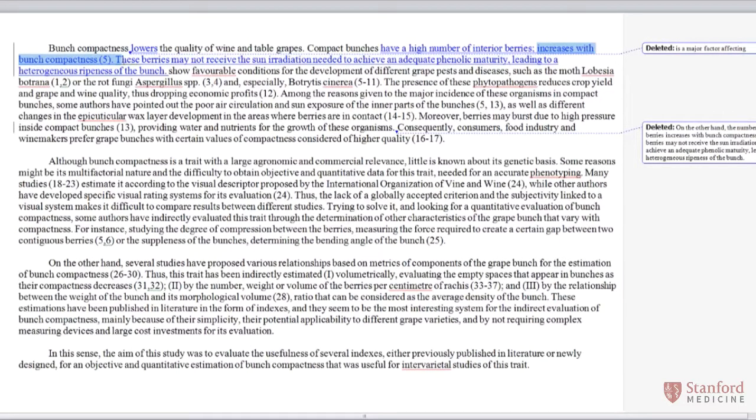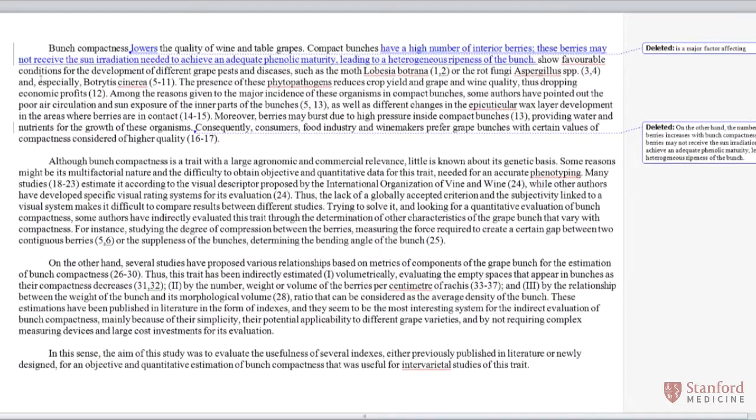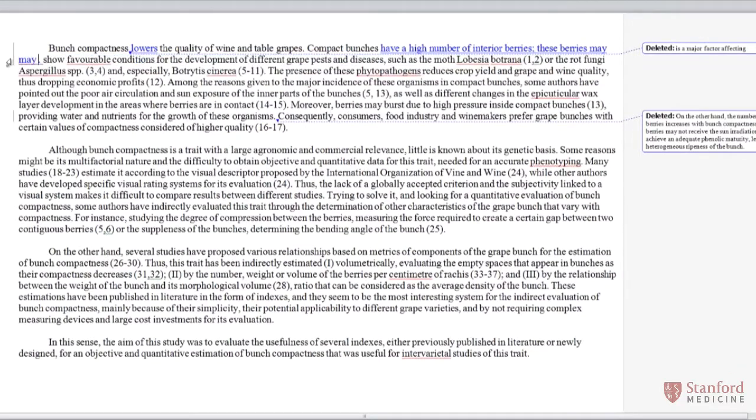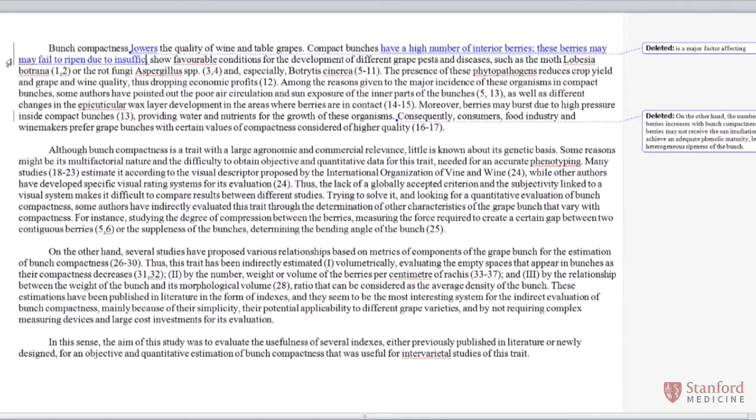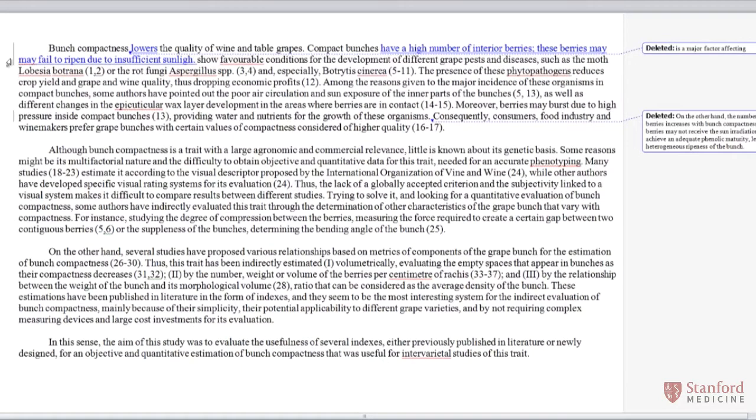So: "these berries may not receive the sun irradiation needed to achieve an adequate phenolic maturity, leading to a heterogeneous ripeness of the bunch." How about if we just said these berries may fail to ripen due to insufficient sunlight? I think that captures the idea. May fail to ripen due to insufficient sunlight. It's just a little bit more streamlined.